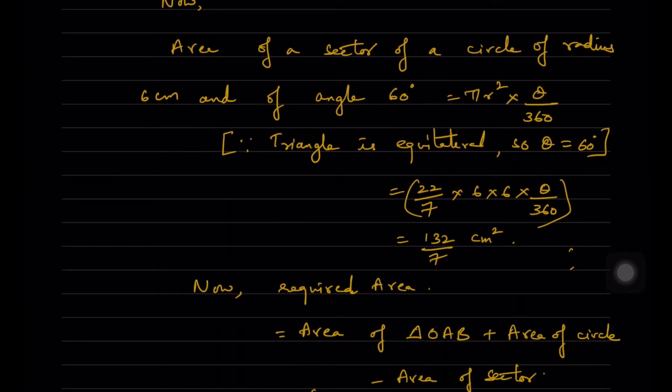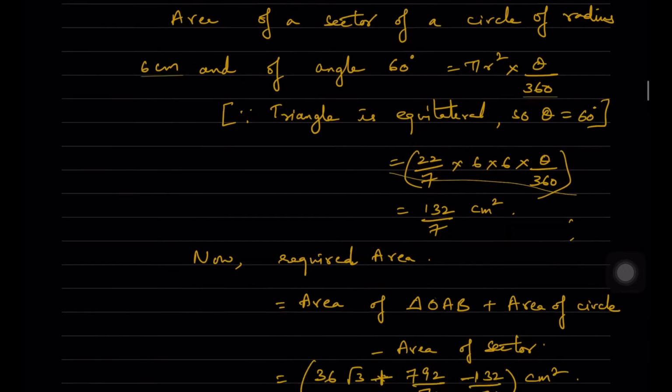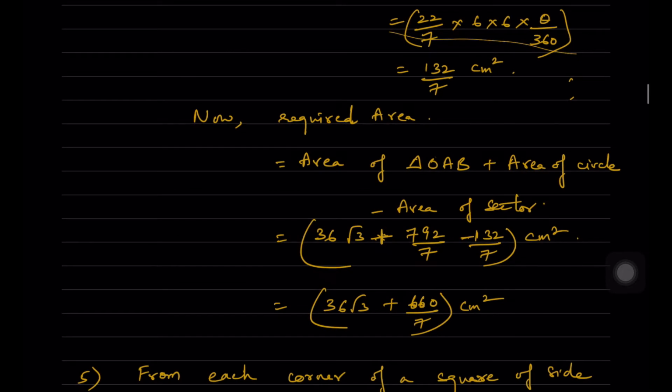Now the area of a sector of a circle of radius 6 centimeters and angle 60 degrees is equal to pi r square into theta by 360. Since the triangle is equilateral, theta is equal to 60 degrees. So this is equal to 22 by 7 into 6 into 6 into theta by 360, where theta is nothing but 60.